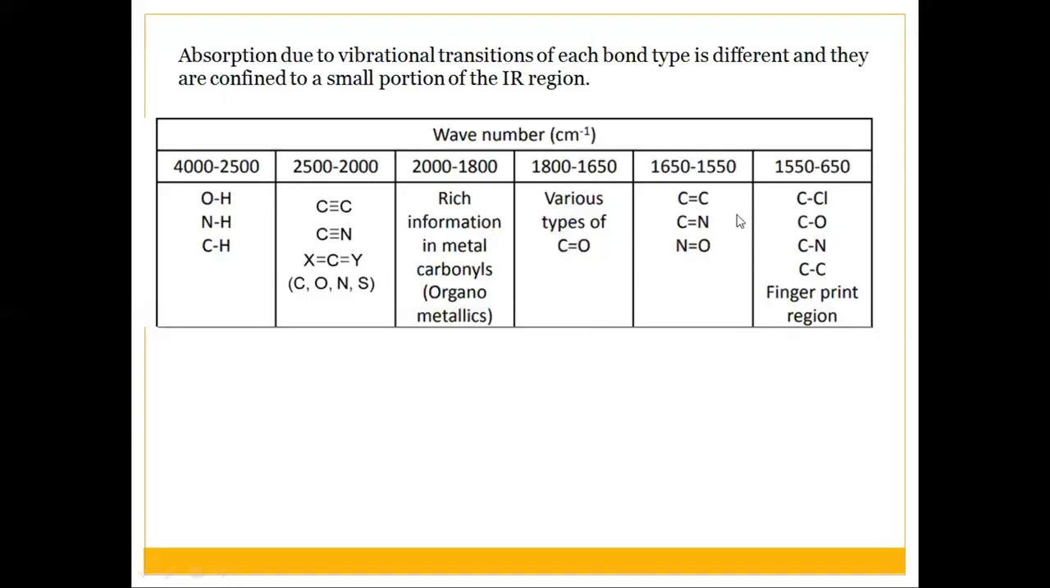In between 1550 to 1650, this is mainly the double bond region, where all the double bonds like carbon-carbon double bond, carbon-nitrogen double bond, and nitrogen-oxygen double bond can be seen in the IR spectrum. And the extreme right region of the IR spectrum is the fingerprint region, where you can see bonds like carbon-chlorine single bond, carbon-oxygen single bond, carbon-nitrogen single bond, and carbon-carbon single bond.